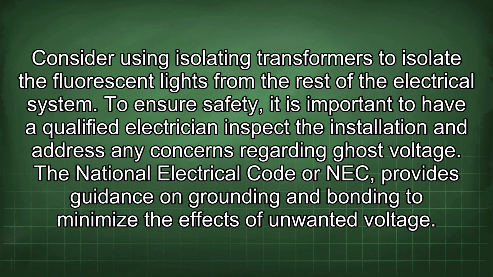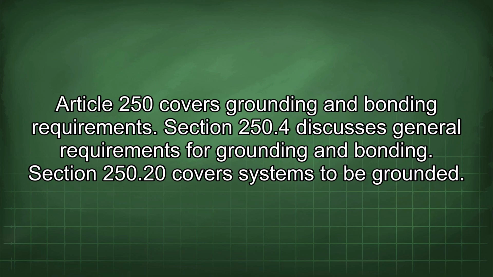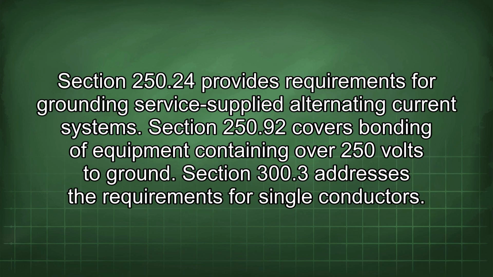To ensure safety, it is important to have a qualified electrician inspect the installation and address any concerns regarding ghost voltage. The National Electrical Code, or NEC, provides guidance on grounding and bonding to minimize the effects of unwanted voltage. Article 250 covers grounding and bonding requirements. Section 250.4 discusses general requirements for grounding and bonding. Section 250.20 covers systems to be grounded. Section 250.24 provides requirements for grounding service supplied alternating current systems.